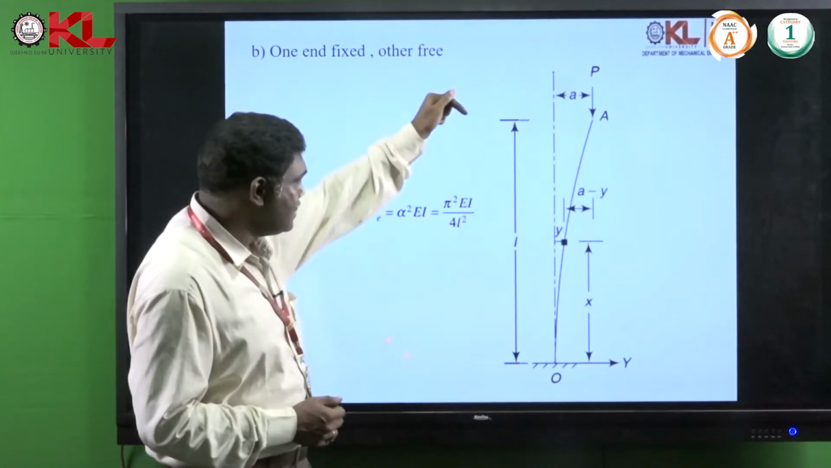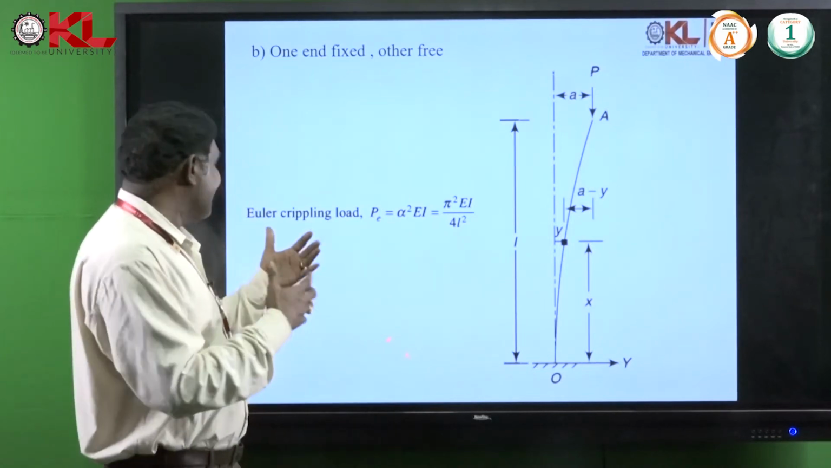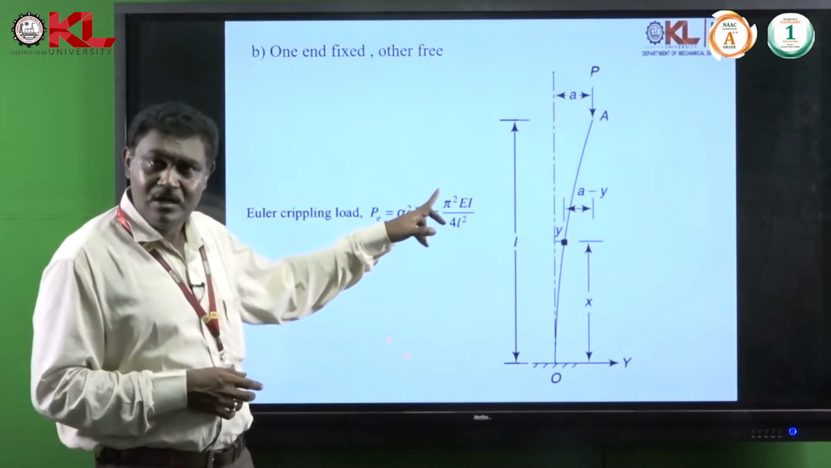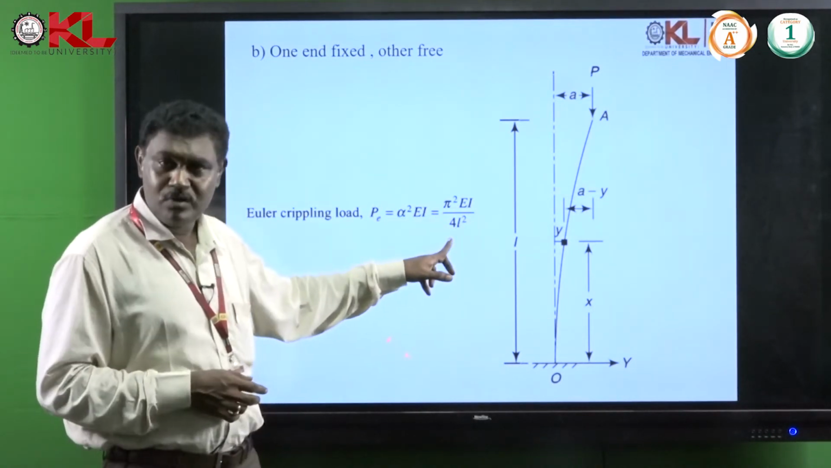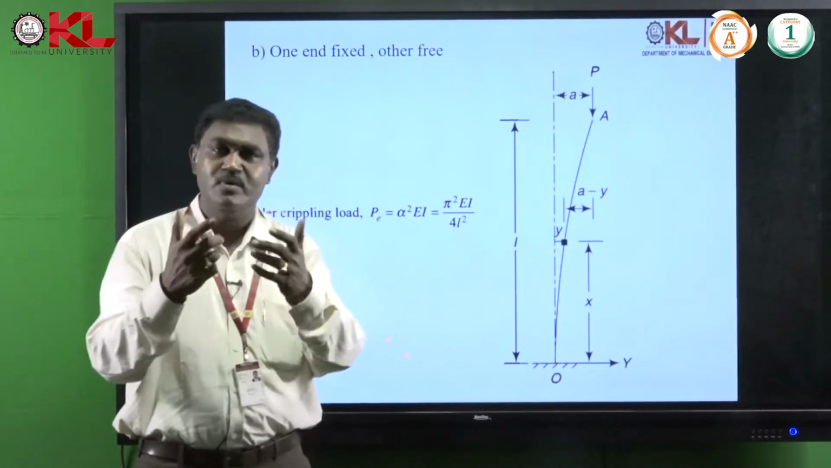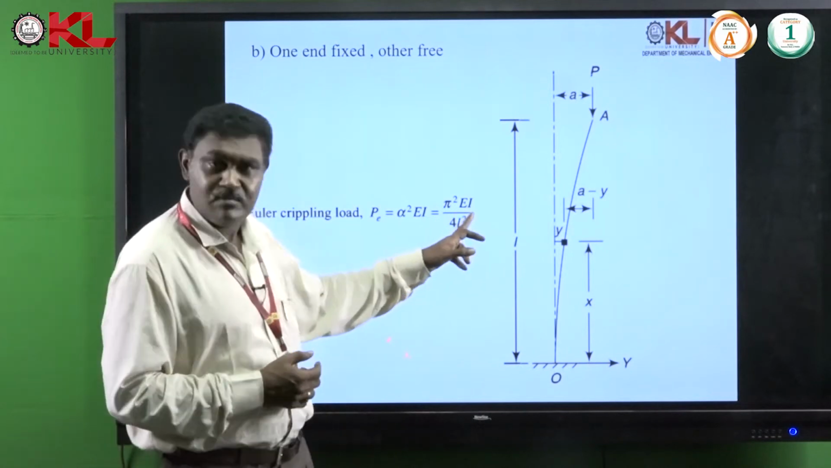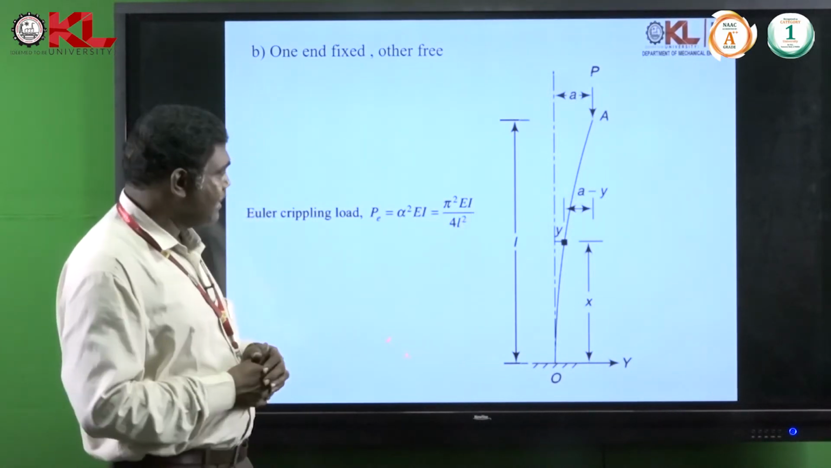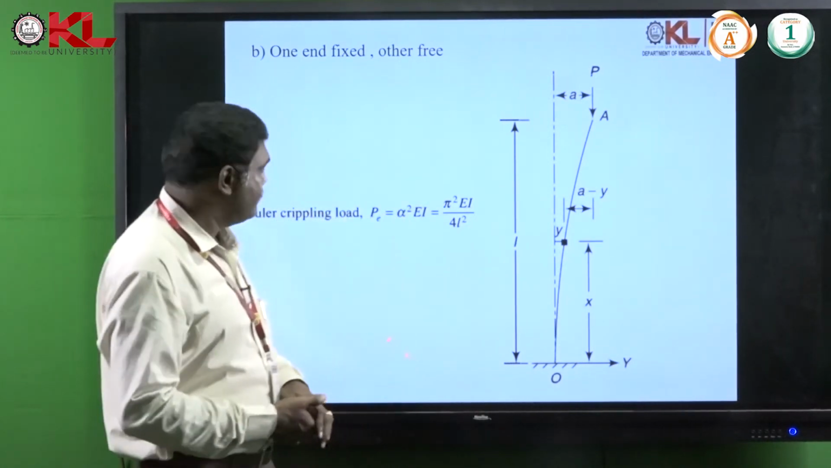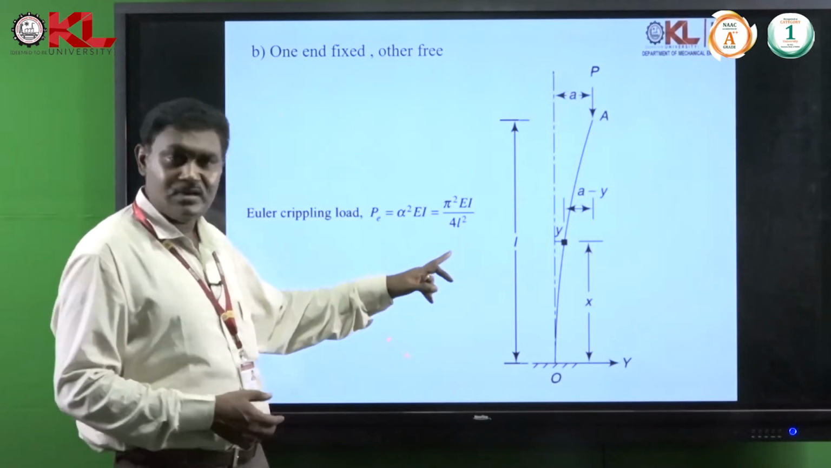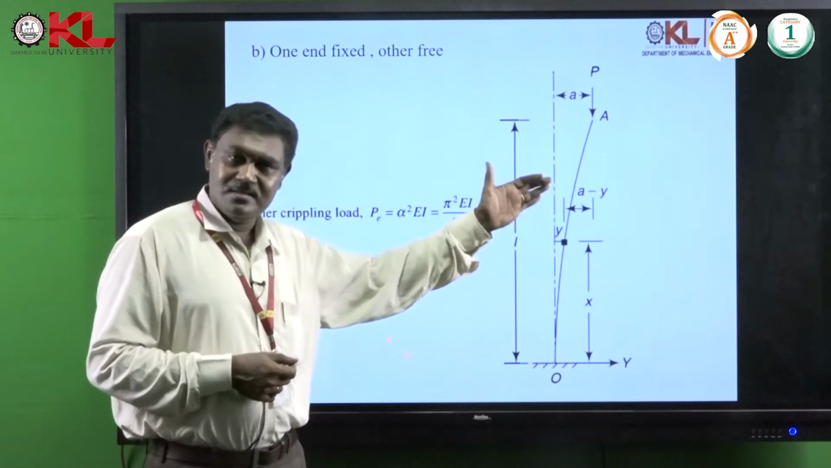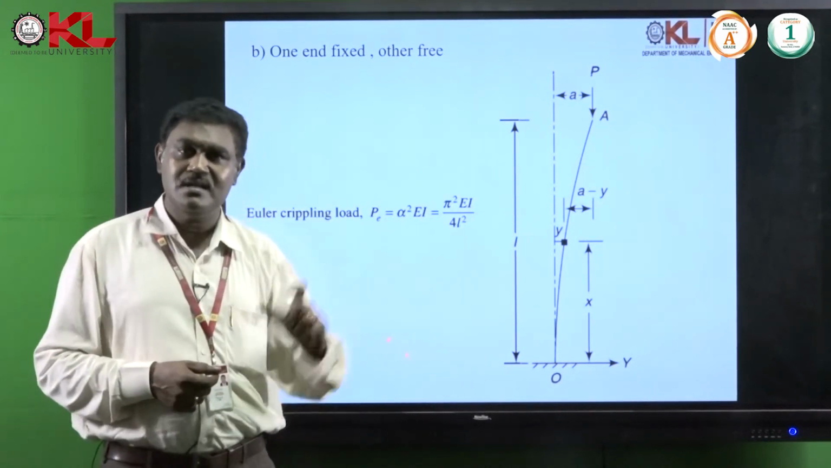Due to this, the crippling load acting on the column is calculated as Pe equals pi squared E I by 4 L squared. In all these formulas, E and I are the same. E is the Young's modulus of the material, I is the moment of inertia of the cross section of the column, and L is the initial length of the column. So pi squared E I by 4 L squared gives the crippling load acting on the column in this situation, where one end is fixed and the other end is free.